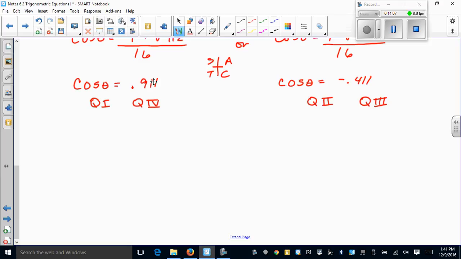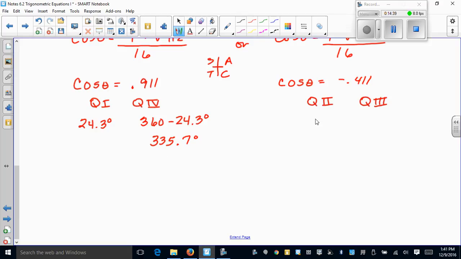Okay, so if I put this one into the calculator, I'm going to get 24.3 degrees. If I do 360 minus the 24.3 degrees, I am going to get 335.7 degrees. Okay. There's my first two answers.